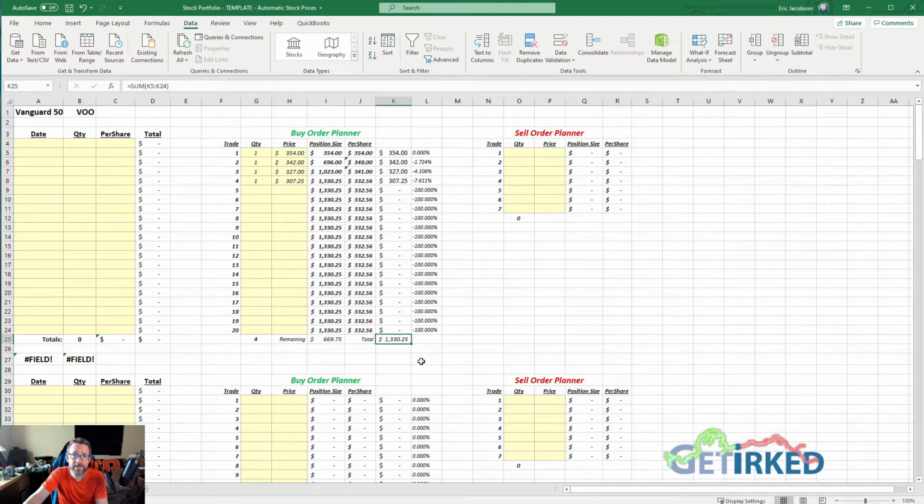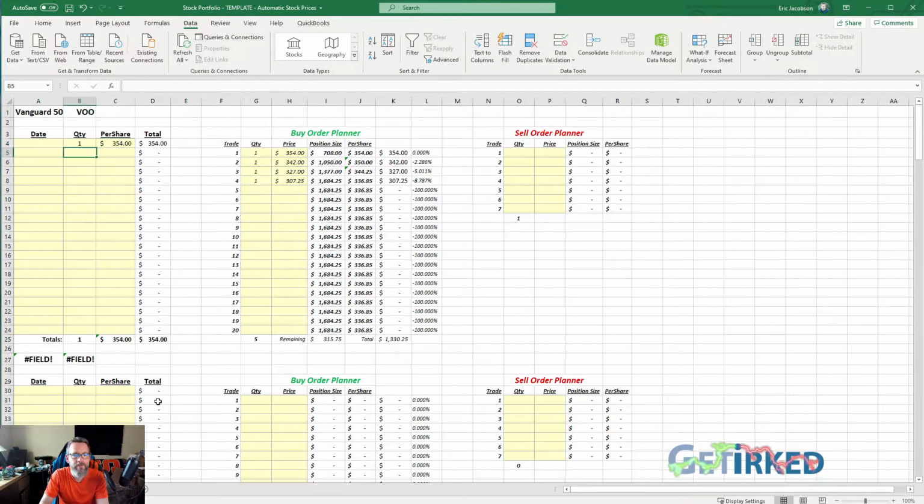$1,330.25 invested in VOO. You can see that you've got a remainder of $669 to invest, and you can see that at the price of $307.25, you would be down 7.611%. Let's say those orders actually go through as we planned.